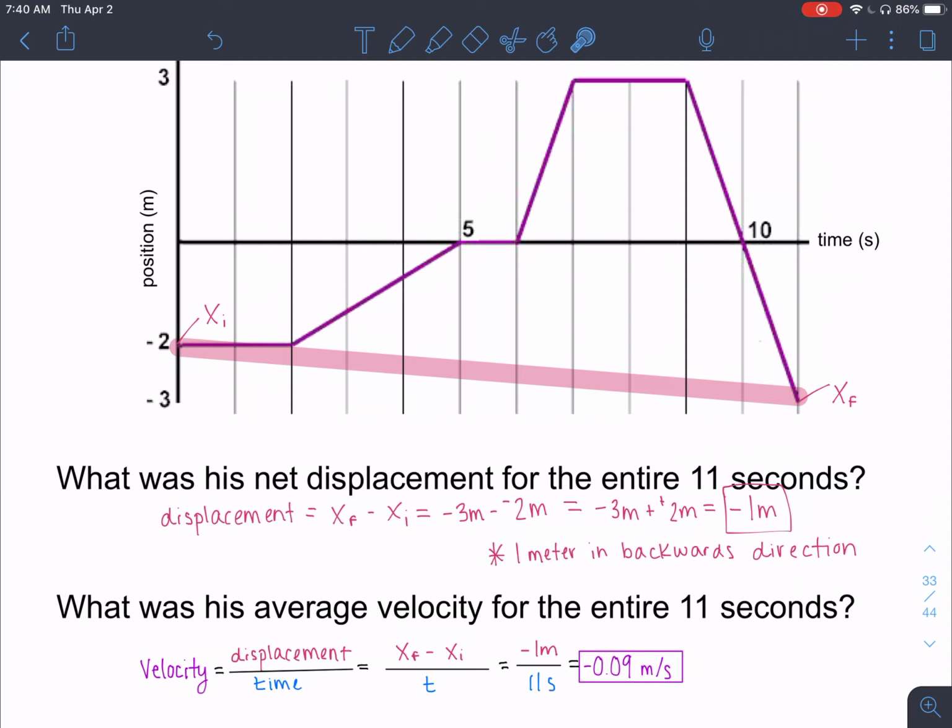And then for the velocity, we've already calculated what our displacement is, which would be our numerator, and then the time is 11 seconds. Simplify that fraction to get negative 0.09 meters per second. And make sure that you do always simplify this so that your denominator is 1.